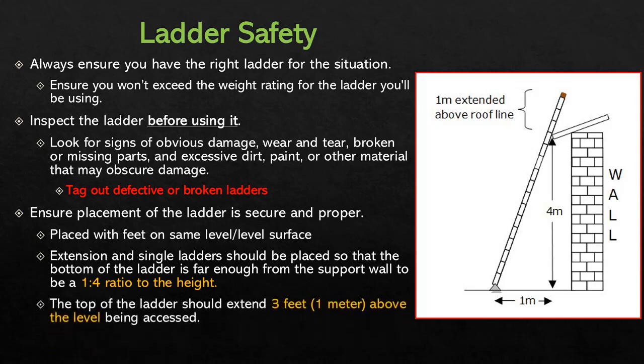Also, if you're using an extension ladder or a step ladder to climb up to a roof or to go up a wall, make sure the top of the ladder extends at least 3 feet or 1 meter above the level being accessed. If you're going up onto a roof, that ladder needs to go well above the roof line that you're going to climb on. You can't just have it barely on the top. There needs to be at least 3 feet of clearance.